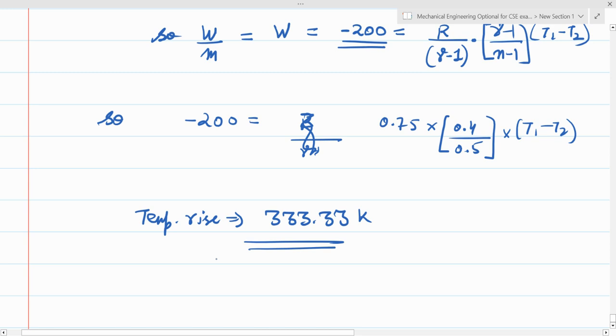So the temperature rise is asked and we have calculated 333.33 Kelvin. So the question is solved.